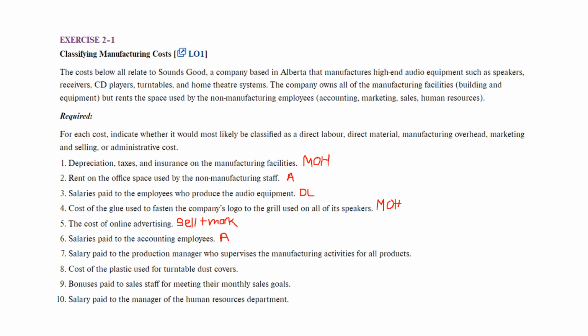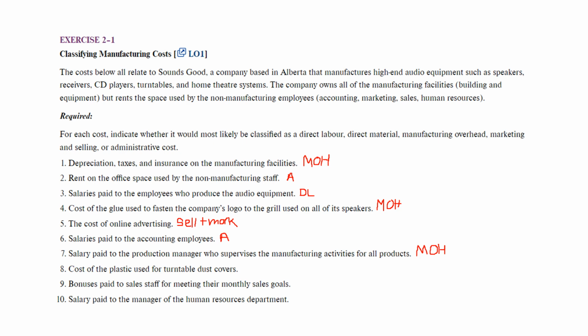Next is the salary paid to the production manager who supervises the manufacturing activities for all the projects. So this one's a little tricky. So this one would again be manufacturing overhead, and the reason being that this specific production manager supervises all the manufacturing facilities, so it does have to do with the indirect labor going towards the production of the goods, and so it would get caught in manufacturing overhead.